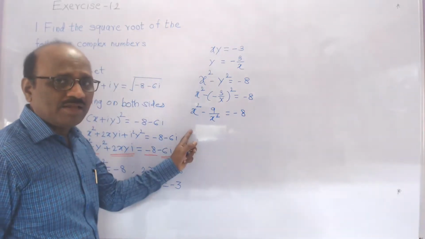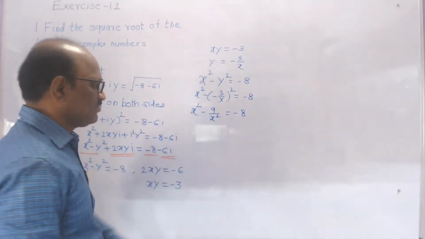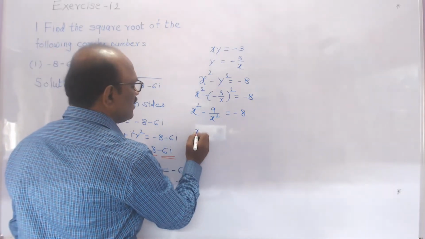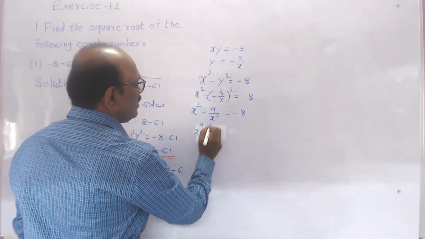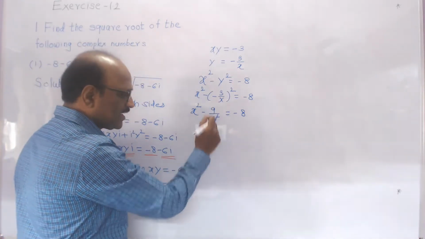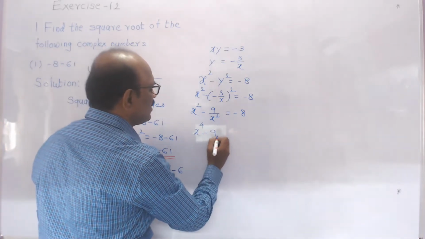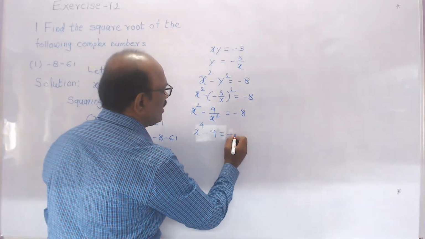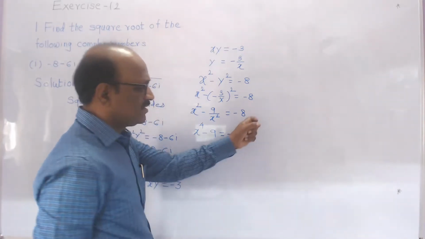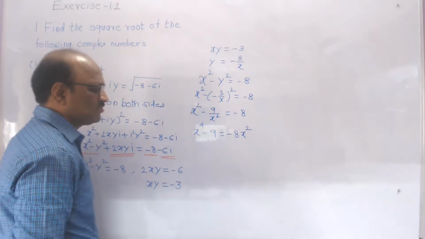Now multiply on both sides by x square. If you multiply here x square into x square, then you will get x raised to 4. Minus 9 upon x square into x square, then x square gets cancelled. You will get here minus 9, and that is equals to minus 8 into x square, then you will get minus 8x square.